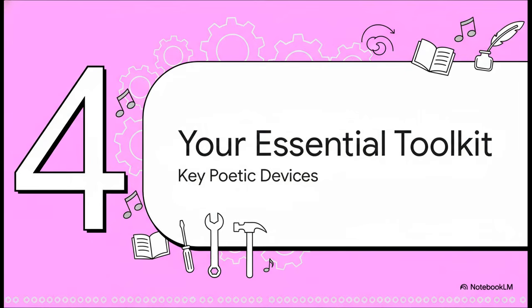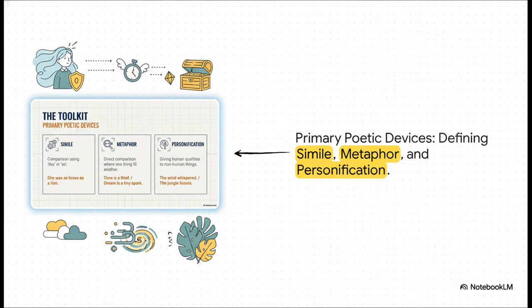Now, to use this protocol effectively, you'll need the right tools. So let's open up our essential toolkit and review the key poetic devices. Knowing these is crucial for those mechanic type questions we talked about. Let's start with the basics. First, we have simile. This is a comparison using the words like or as. For example, as brave as a lion. Next is a metaphor, which is a direct comparison, like time is a thief. And then there's personification, which is when you give human qualities to non-human things, like the wind whispered.